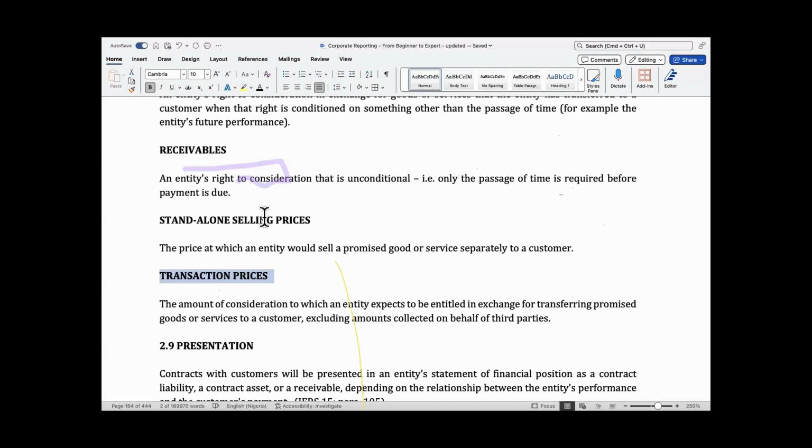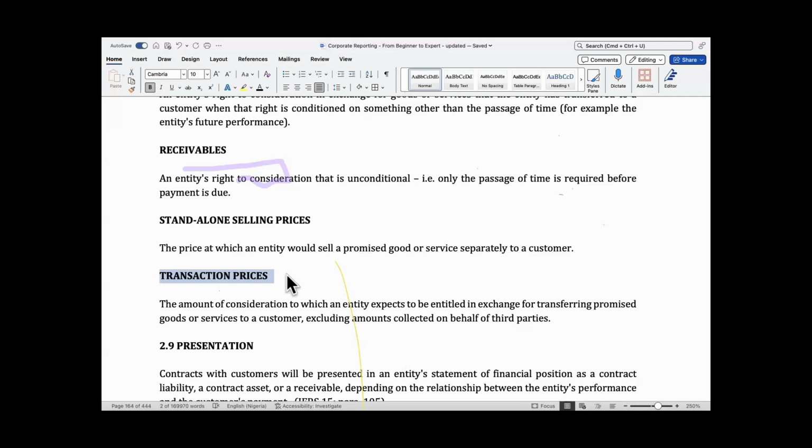The price at which you will sell a good separately to a customer. But transaction price is the amount of consideration that you are expecting from the transfer of promised goods or services, excluding amounts collected on behalf of third parties, that is VAT. Transaction price is the contract price. Transaction price is the money you're expecting.